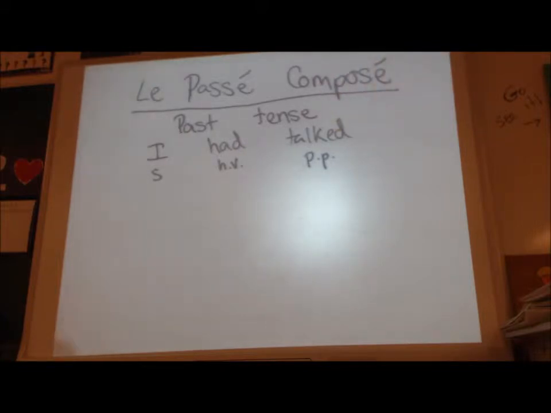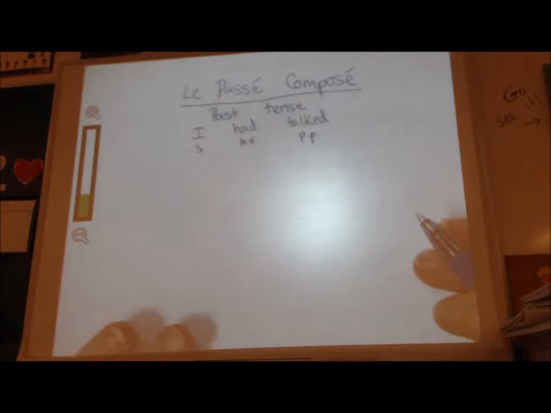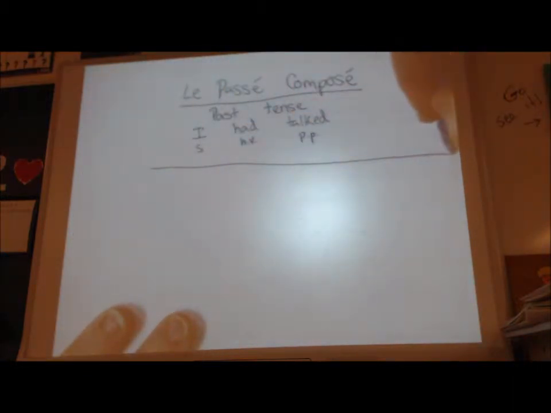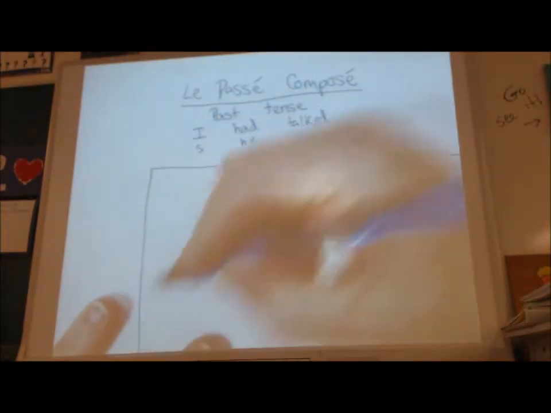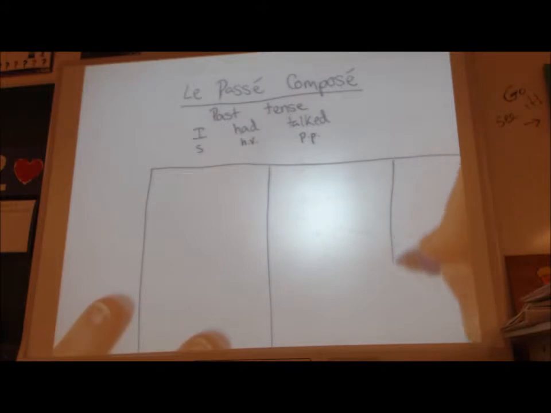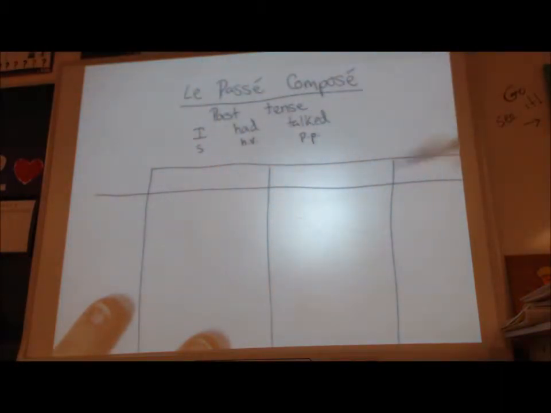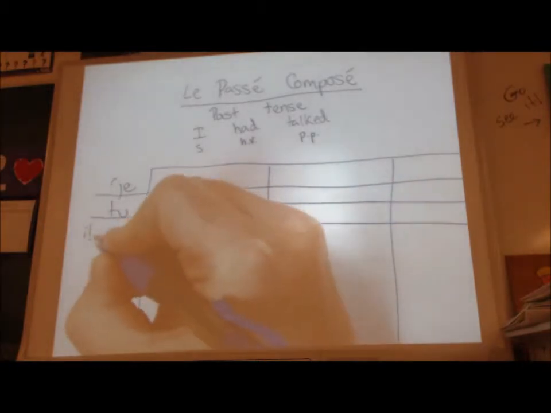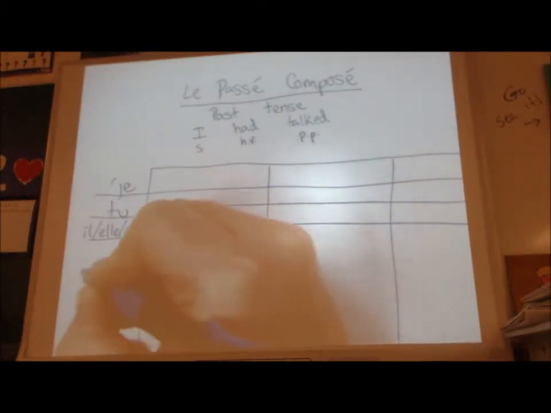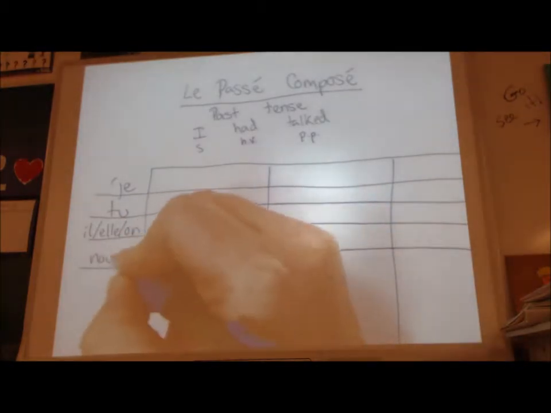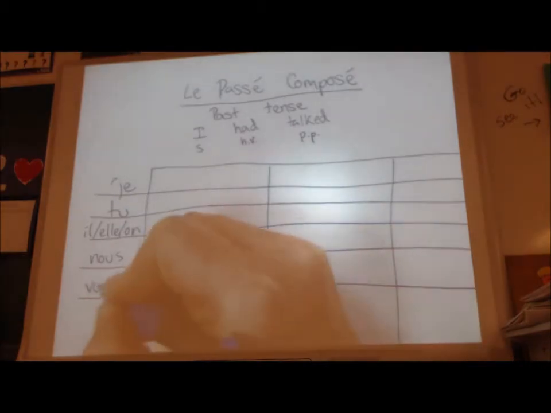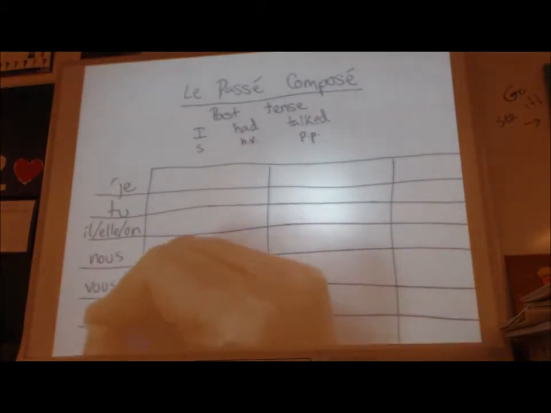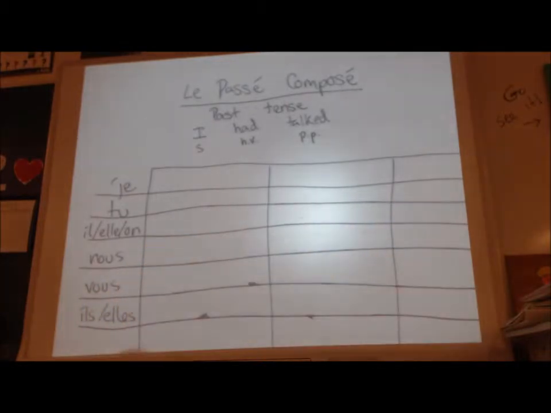It stays the same. So if you can just draw with me real quick, a grid here. We're going to do 3 verbs. And then we need our regular people here. So we're going to have je, tu, il, elle, and on, nous, vous, and then il and elle, pluriel.